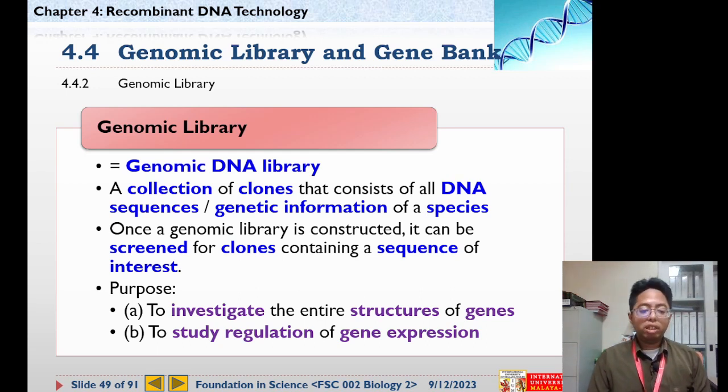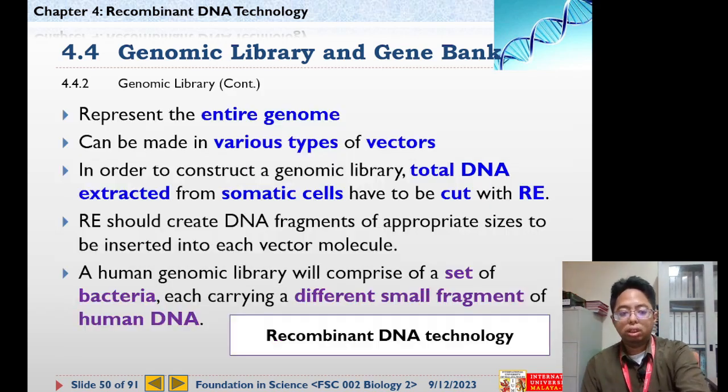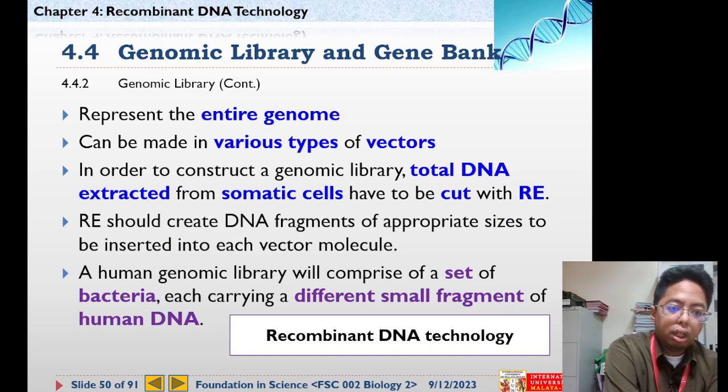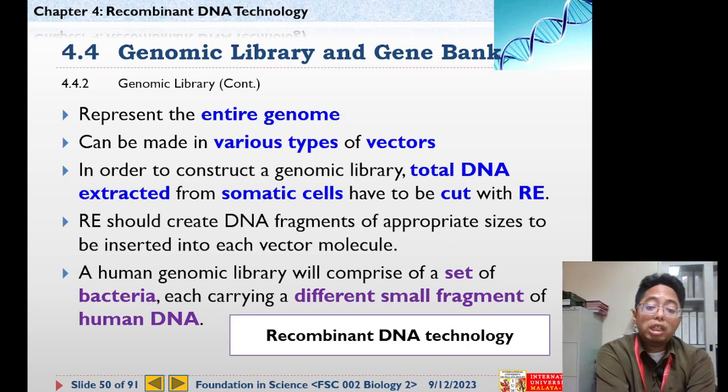So why do we have this genomic library? It is to investigate the entire structure of a gene and study regulation of gene expression. So a genome library would represent the entire genome from A to Z. It can be made in various vectors, but to keep the whole DNA of a certain animal or organism, we need a host to keep them. So to construct the genome library, total DNA is extracted from somatic cells and we cut it with RE or restriction enzymes.